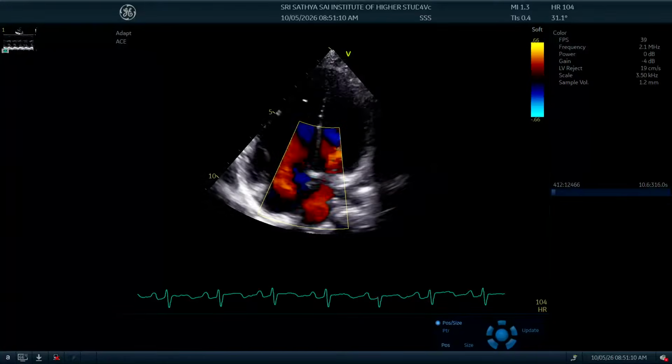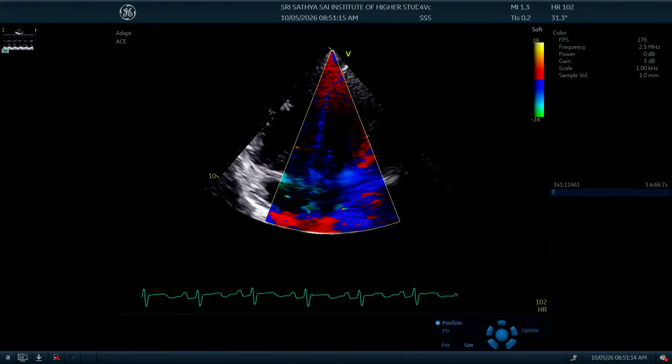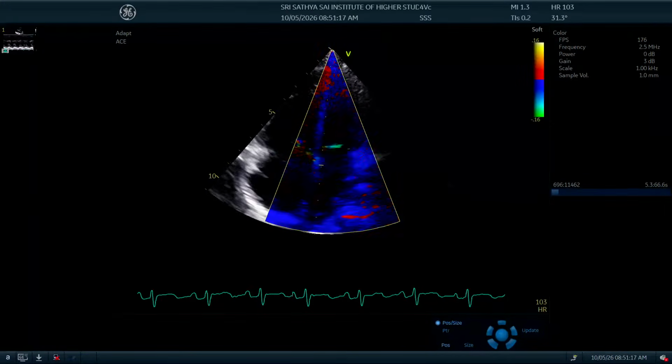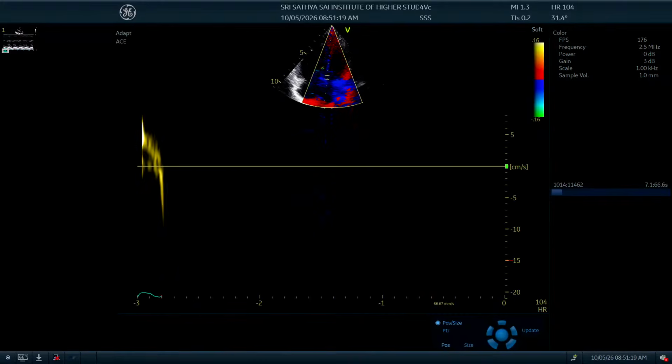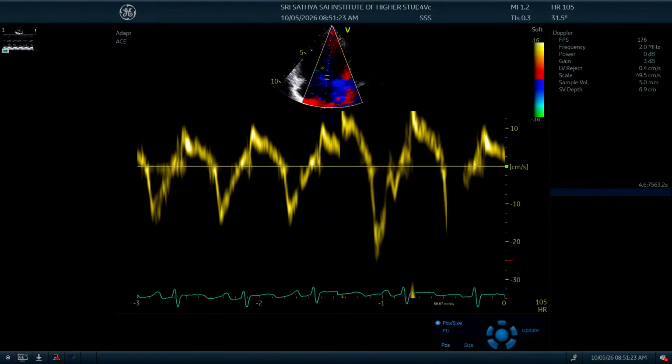Coming to tissue Doppler imaging. It is used in measuring the velocities of the myocardium, that is the heart muscle, rather than blood. Clinically, it is essential for assessing diastolic function and myocardial function.